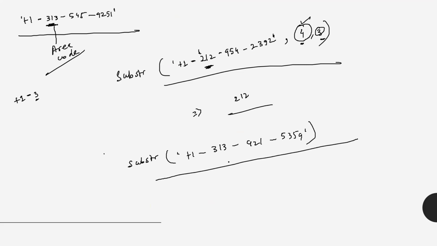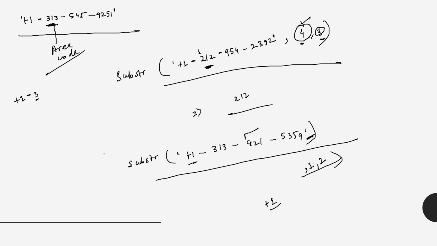Now get me the country code. Country code is +1. How will I get +1? What would be the 2 parameters that I will be passing here? Starting from the first position and take 2 characters, right? So that will give me plus and 1. Yes.